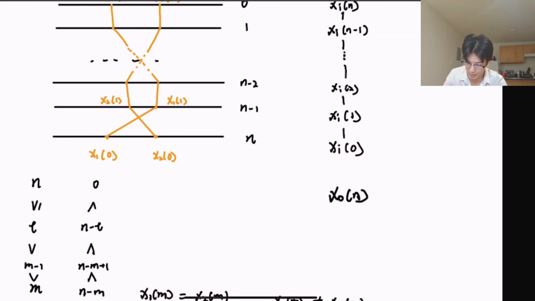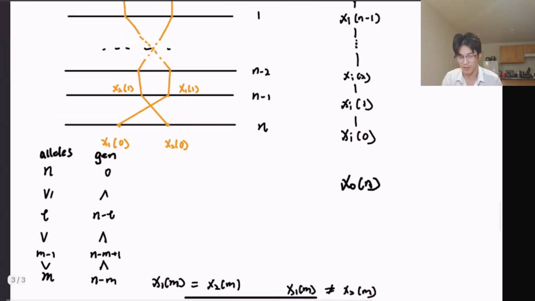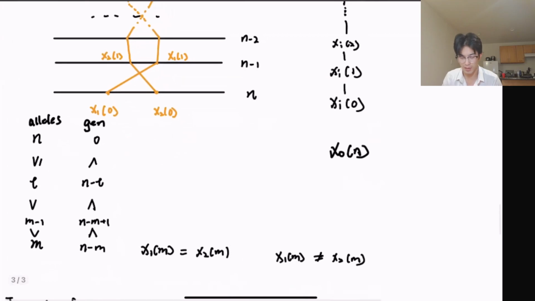And then we can go all the way to this. Remember, this is the generation, let's just call it gen, and this is the alleles. I can't always spell it out correctly, so forgive me. So this is the index for the generation of alleles, and this is the actual generation. We start from 0, go all the way to n minus 1, n minus 2, and then all the way to n, right? 0, 1, 2 to n minus m, and go all the way to n.